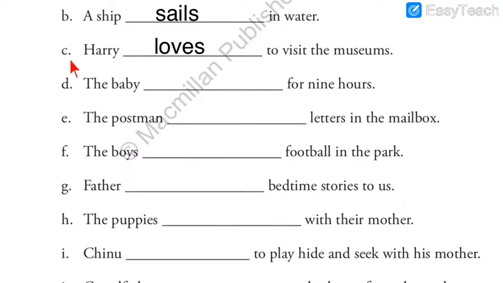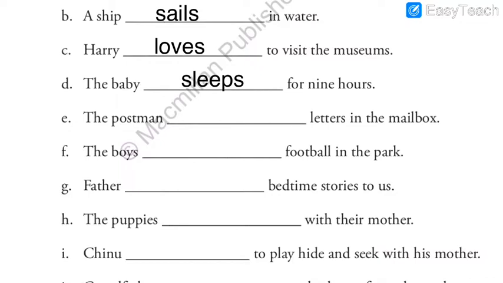Like, Harry loves to visit the museums. So this way you need to speak the sentence after you fill the blank, so that you will easily be able to judge whether it is correct or not, right? So the baby sleeps for 9 hours. Yes, that is good enough. So I will write the same. The baby sleeps for 9 hours. Great stuff.